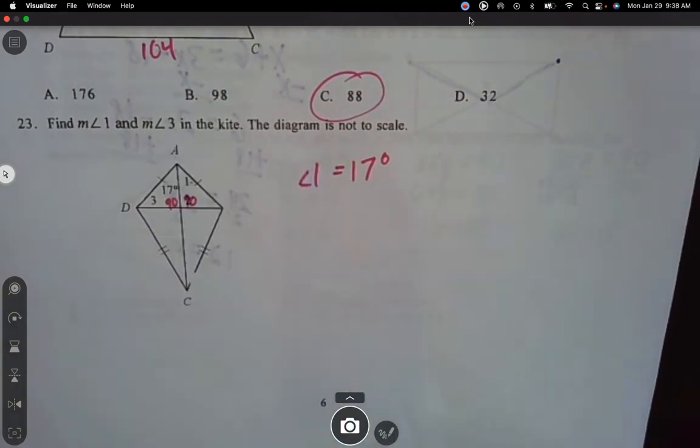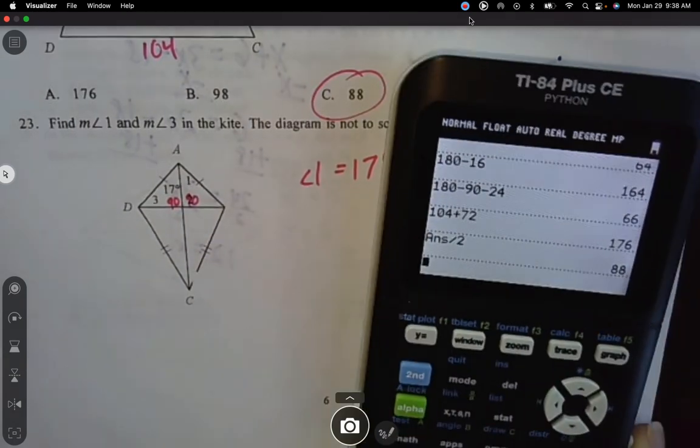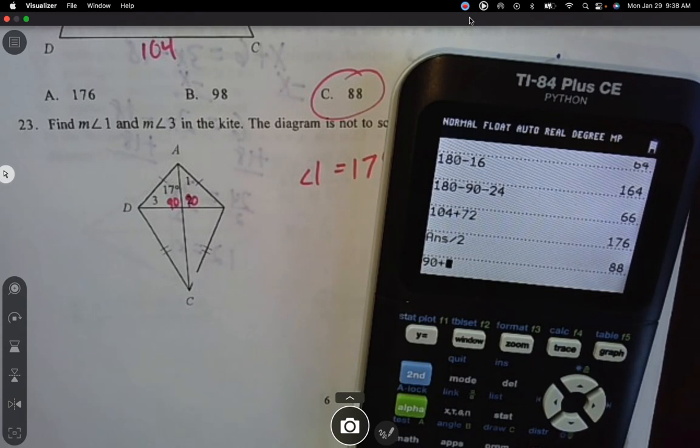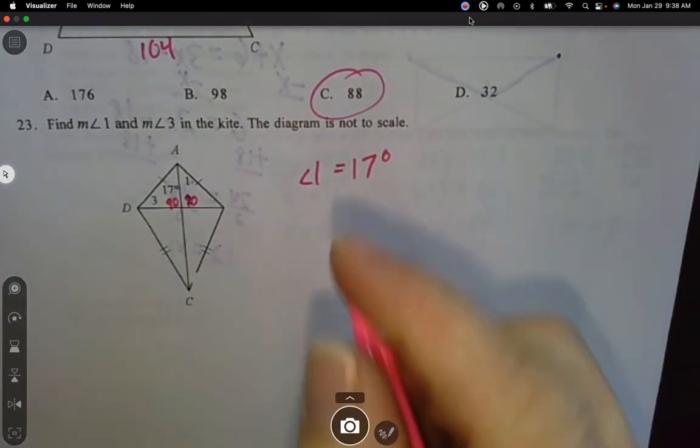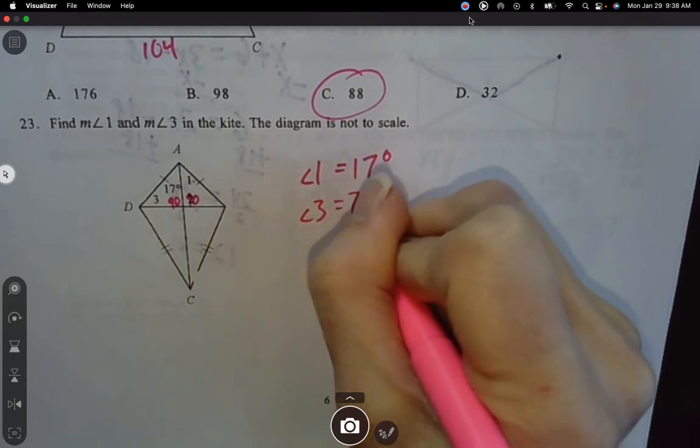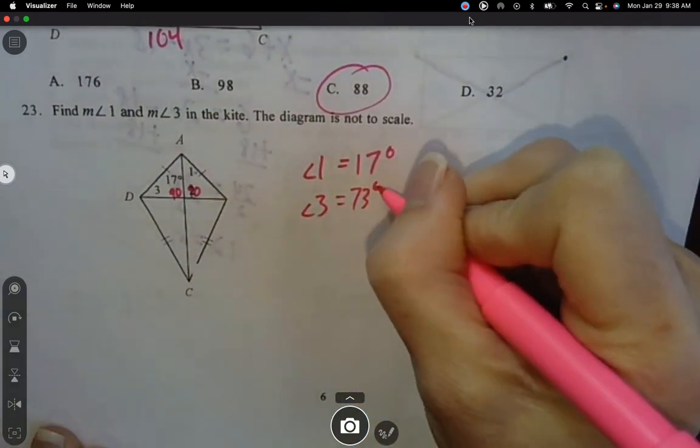So how do you find angle 3 now? Has to be 17. Yeah, you're going to take 90 and 17, and then you're going to subtract that from 180. 180 minus 107 is 73. Angle 3 is 73. We did 6 pages.